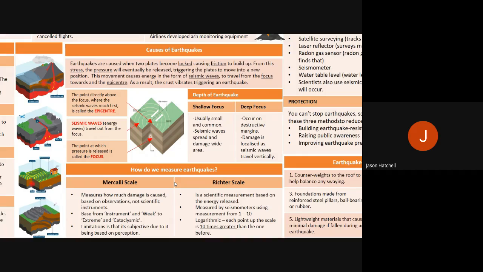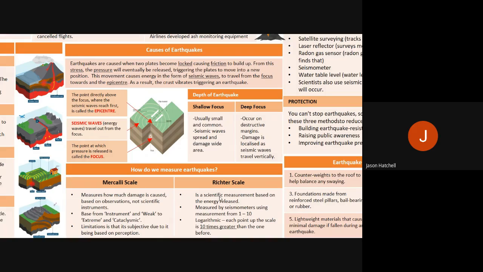So there are two scales we use to measure earthquakes. One of them is a scientific measurement, and the other is an observations-based measurement. Now, let's start with the Richter scale on the right-hand side, because this one's the easiest and it's the most well-known. Now, the Richter scale uses a seismograph, which is an instrument to measure earthquakes. It's scientific, which means it's fact-based. It actually measures the energy released in Earth.